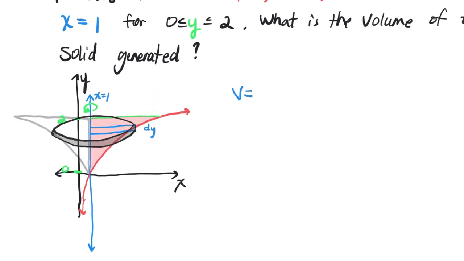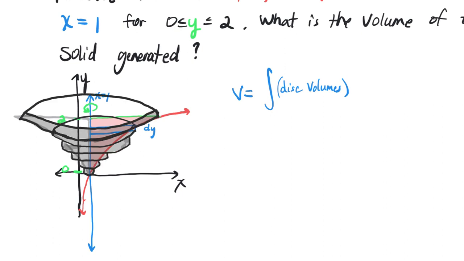So the volume of the overall solid will be the accumulation of these disk volumes. As y goes from 0 to 2, we'll add up all of those disks, and then we'll take the limit as this dy, the height of every disk, approaches 0, so that the number of disks approaches infinity, and it becomes the exact volume of this surface of revolution.